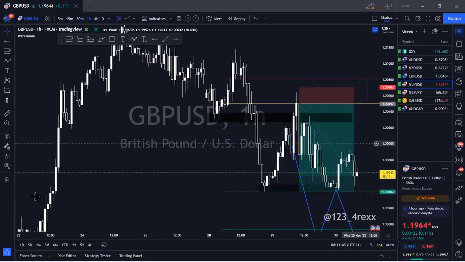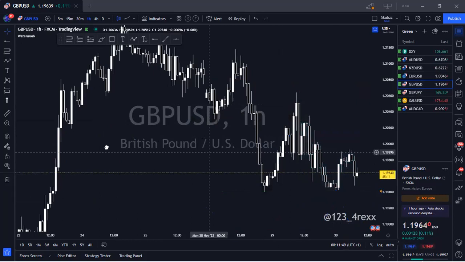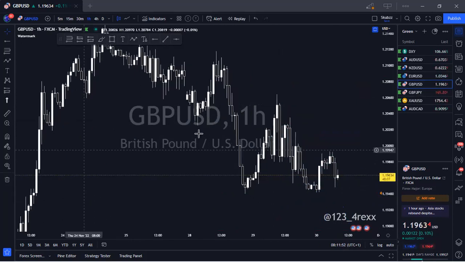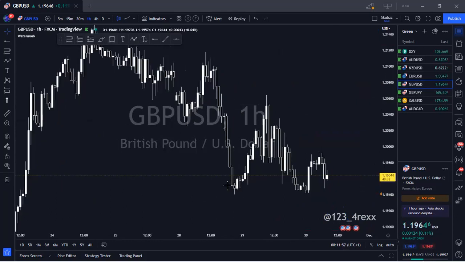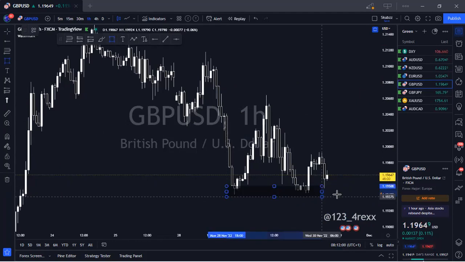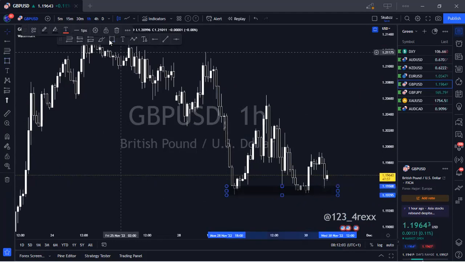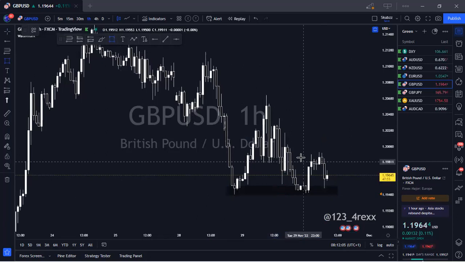Now, what can we look out for on GBP USD today? So we have this low here. And then we have first this high here. I'll use this one. So now, what I'm going to be looking out for on GBP USD is, can we get that break of structure to the downside?